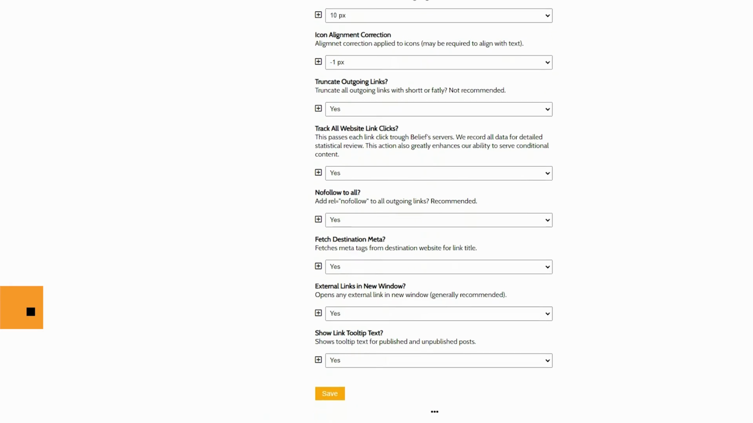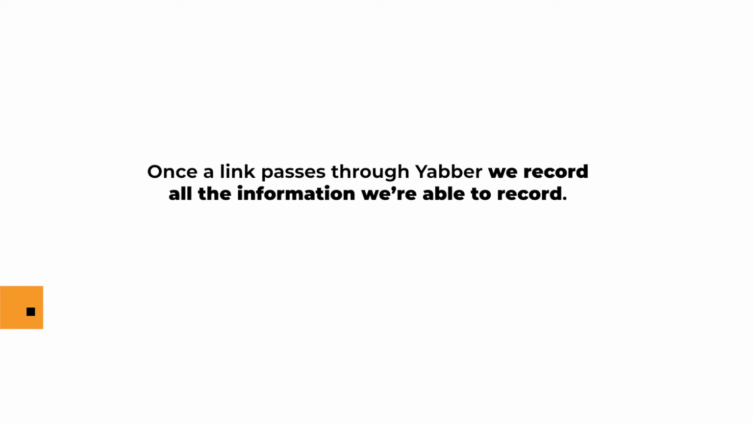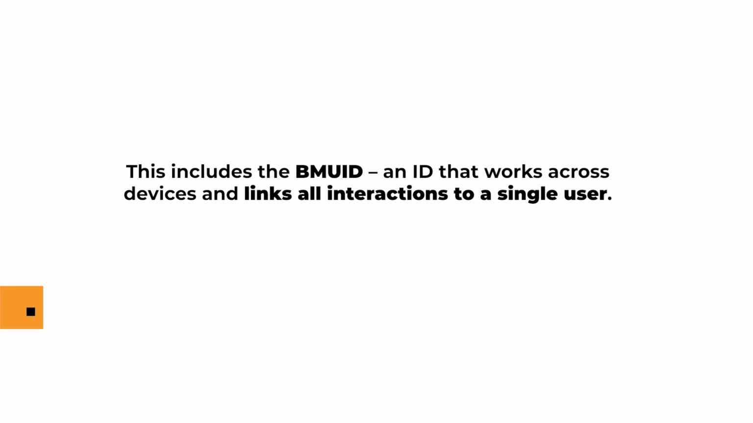Once a link passes through Yabber, we record the geography associated with the user, the IP address, the origin and destination page, the details associated with the user, including what we call the BMU ID, an ID that works across devices and links all interactions to a single user.